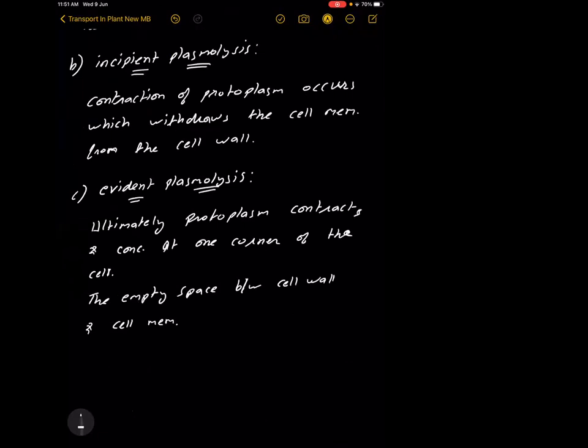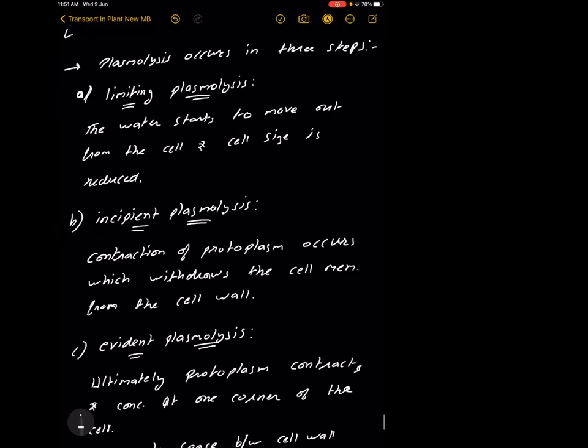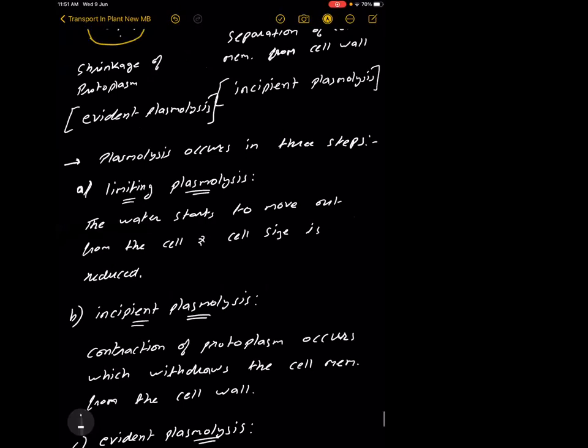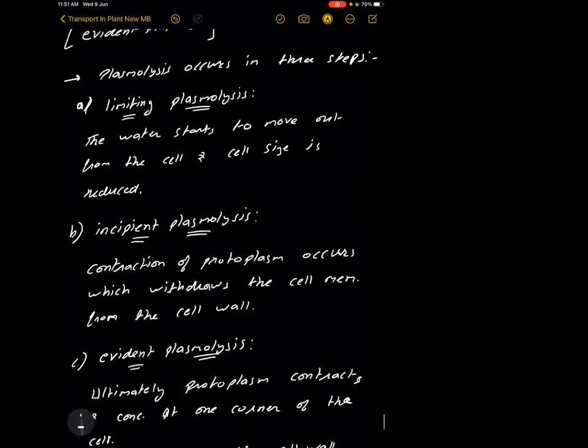The empty space between cell wall and cell membrane is filled by outer solution. First step is limiting plasmolysis, second is incipient plasmolysis, and third is evident plasmolysis.